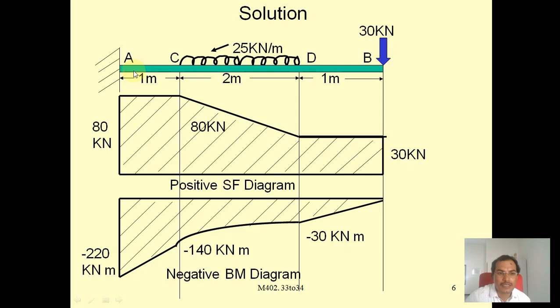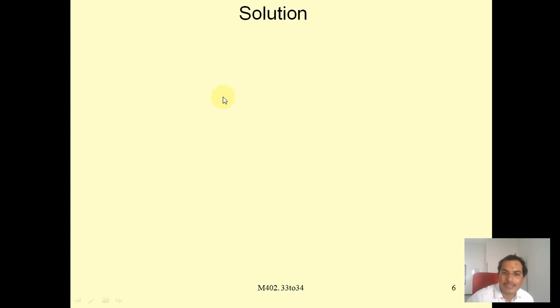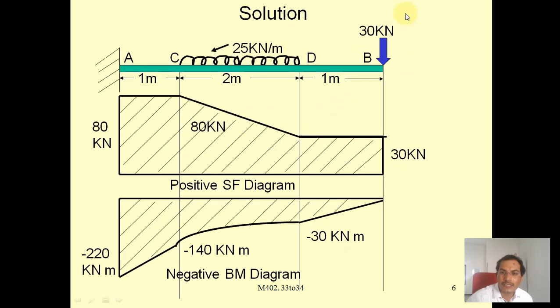The points are specified as A, B, C, D. From D, the distance is 1 meter, and C is 2 meter from D, and A is 1 meter from C. So we can calculate the shear force at the point as 30 kilonewton as given in the problem. Shear force at the point D has the same force.